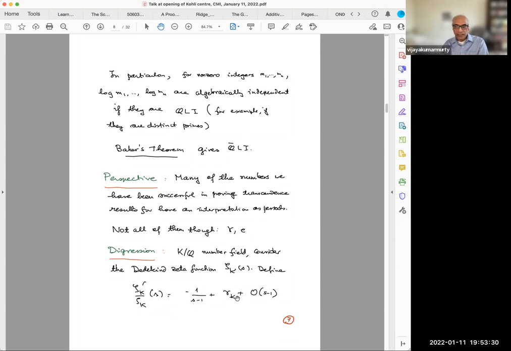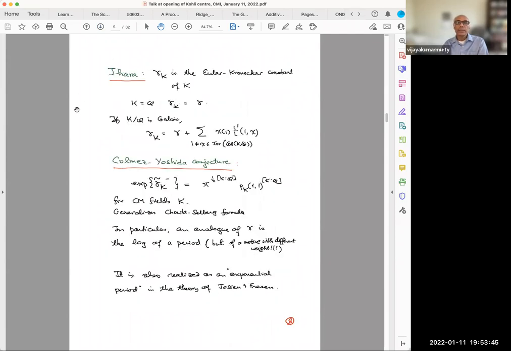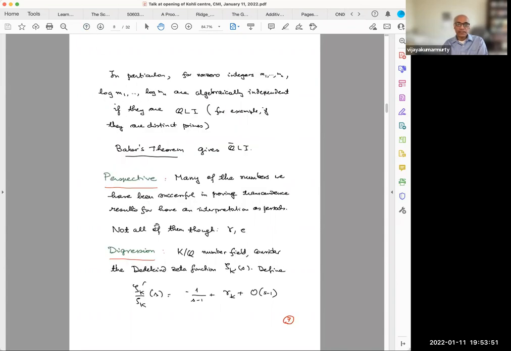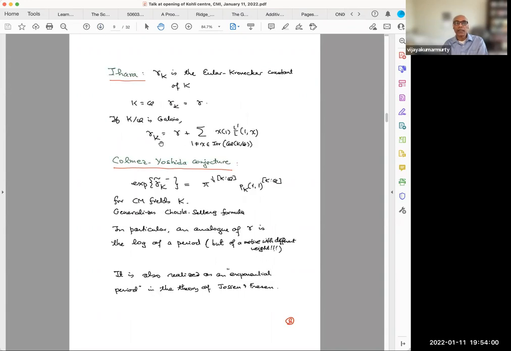And the constant term in the Laurent expansion at s equals 1 is called gamma sub k. If k is Q, this is Euler's gamma. This gamma was studied by Euler, so this is Euler's gamma. Okay. Now, if I have a Galois extension, then this Dedekind zeta function can be factored in terms of Artin L-functions corresponding to representations of the Galois group of k over Q.